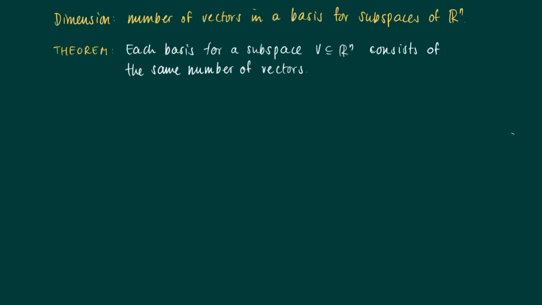Now we will prove the fact that each basis for a subspace V in Rn consists of the same number of vectors, which we called the dimension of the linear subspace V. Well, suppose that we have two bases for V.